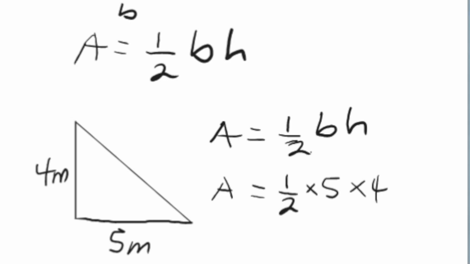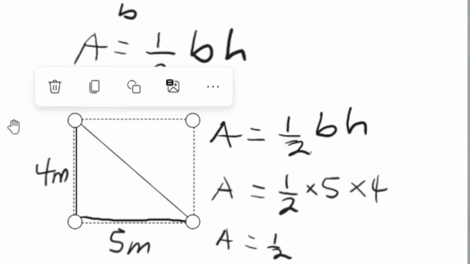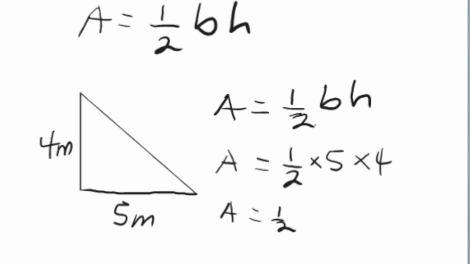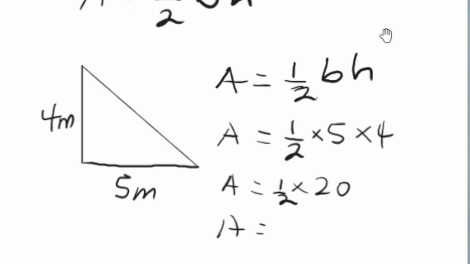So what is half times 5 times 4? Let's do half times 4 times 5 first. 4 times 5 will give you 20, and then half of 20, meaning divide 20 by 2, then you get your 10 meters squared. Always remember your units in meters squared. So that is it for triangle as well.